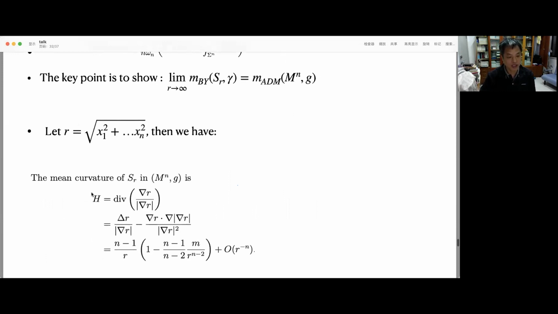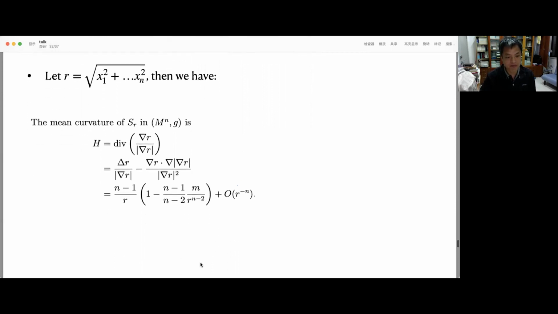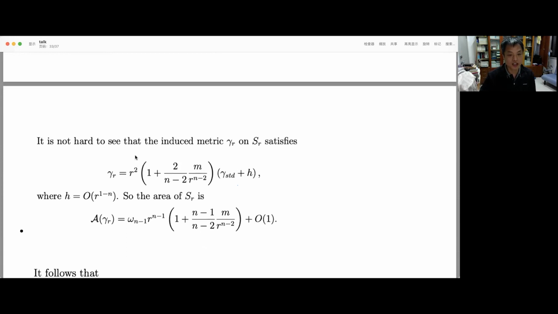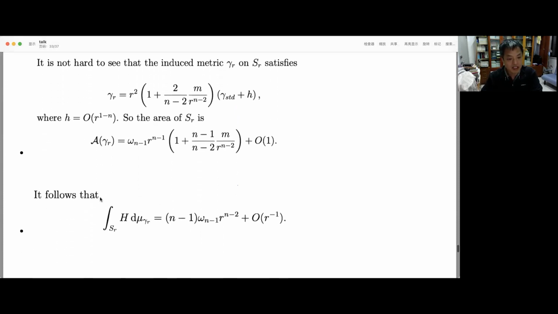Now first, we can calculate the mean curvature of the coordinate sphere and get these ones. And then it's not hard to see that the induced metric of the coordinate sphere is like this. So earlier, we can get the area expansion like this. And then we get the total mean curvature is equal to this one. Okay.